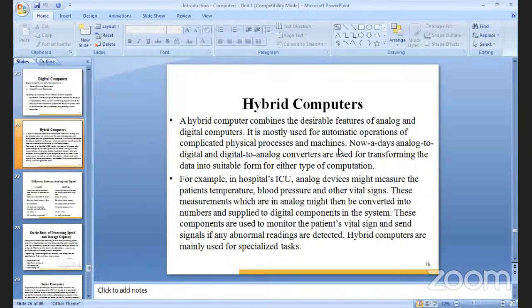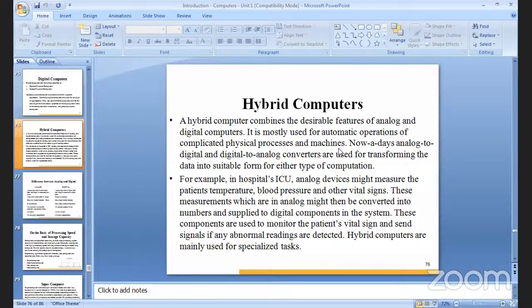When you come to hybrid computers, a hybrid computer combines the desirable features of analog and digital computers. That means it consists of two parts: one is analog, and the second one is digital. It is mostly used for automatic operations of complicated physical processes and machines.